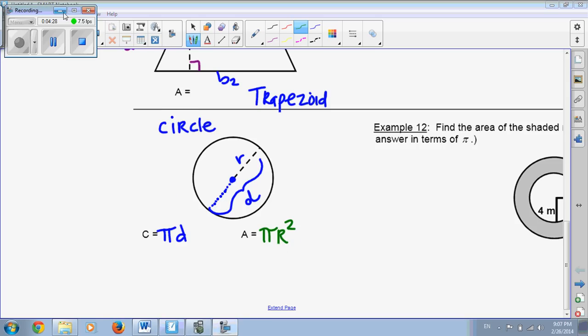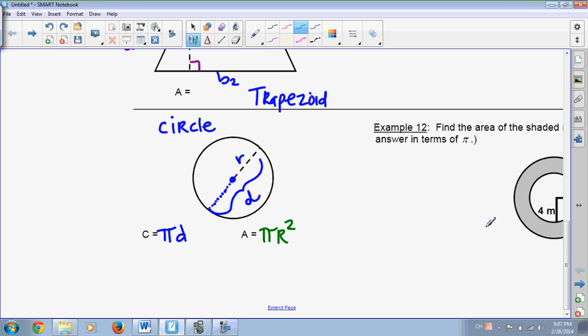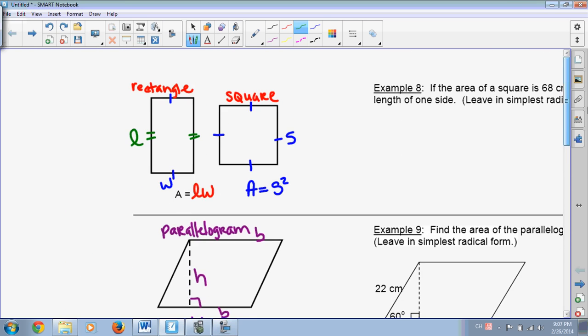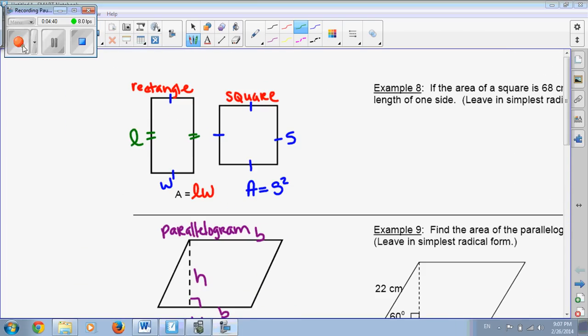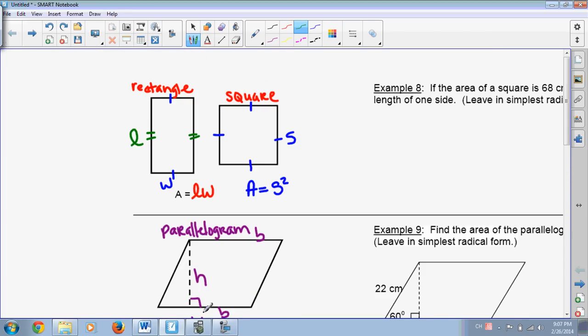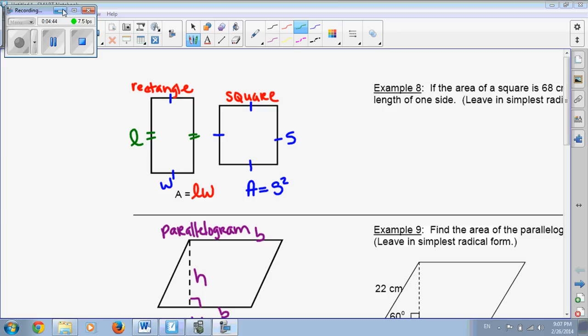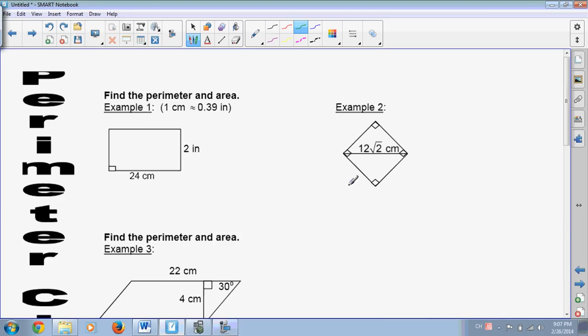All of these formulas that we've been talking about here on the front are all found on your formula chart that you can use on any quiz or any test. Okay, we're going to go ahead and start working through some of these problems on our foldable. So go ahead and open the top flap of rectangle and square, and you'll see example 1 and 2. And we're going to go ahead and start working through these problems. Example 1 and 2 ask us to find the perimeter and the area of these two figures.